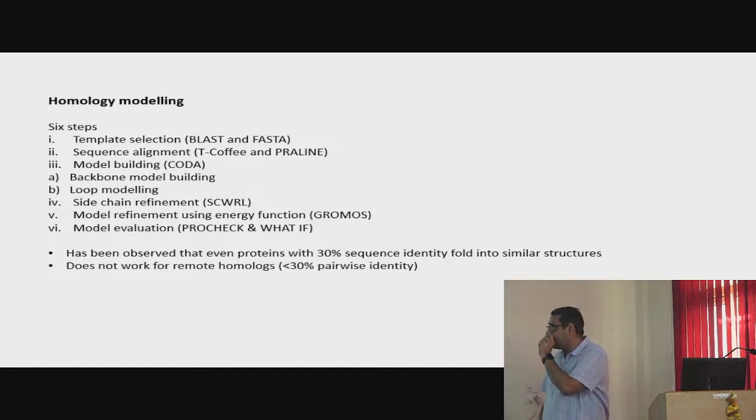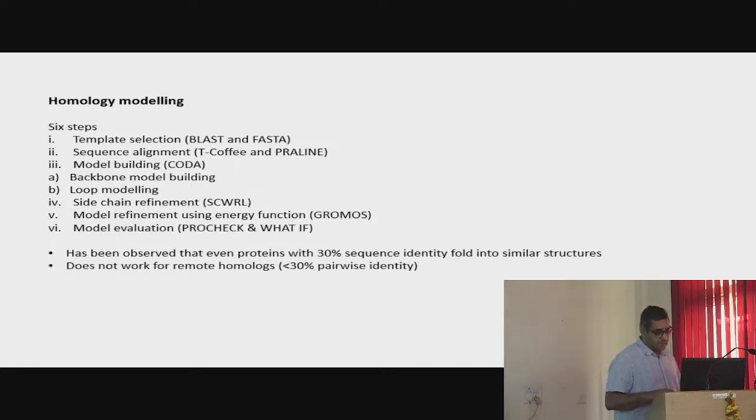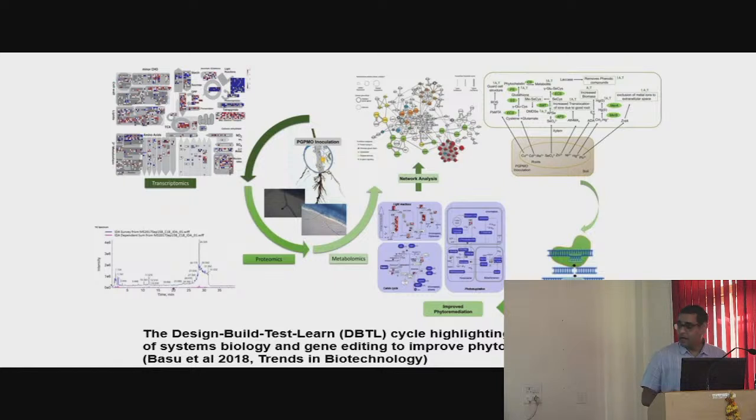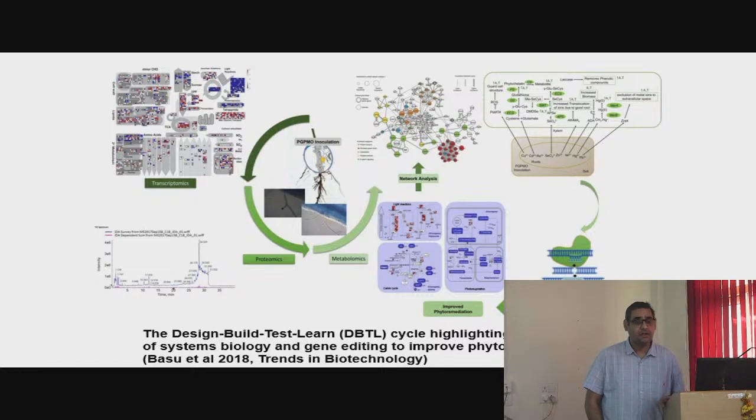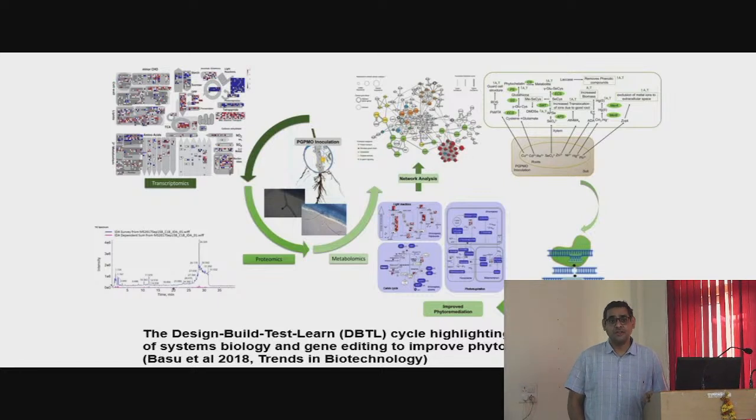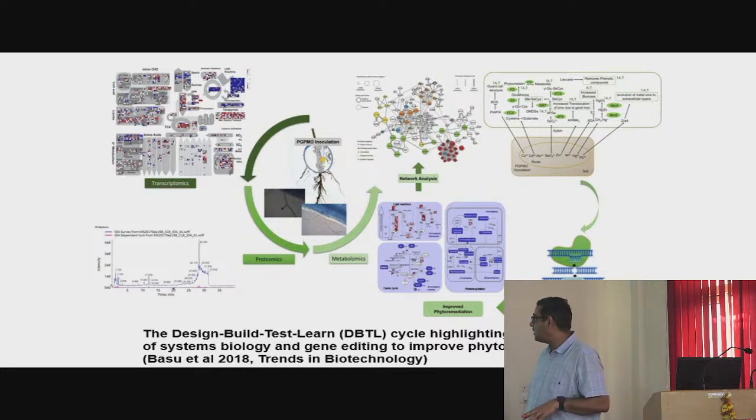Then for remote homologs, this technique will not work, because they have less than 30% identity. Now if you see this, I suggest you apply this DBTL cycle in your research related to bioinformatics, computational biology, structural biology. And if you see this picture, which is not very clear, I can show you the high resolution picture, I can give you the paper. This is about the DBTL cycle, design, build, test, learn cycle.